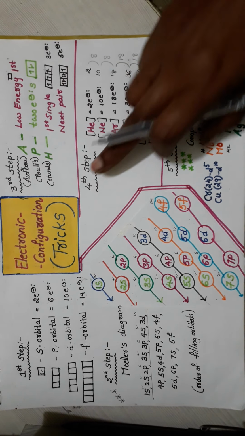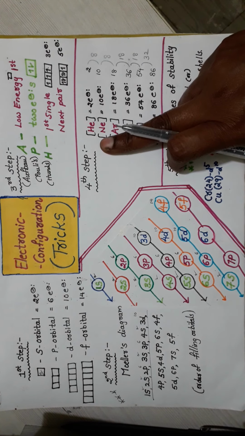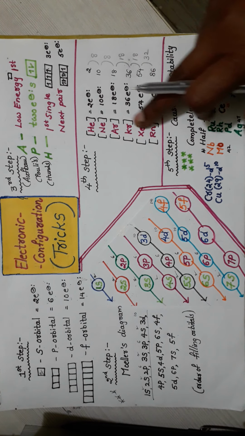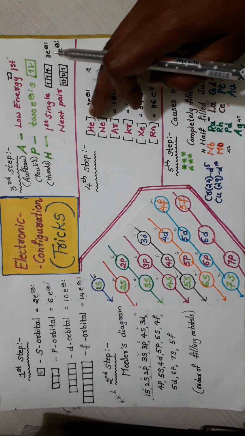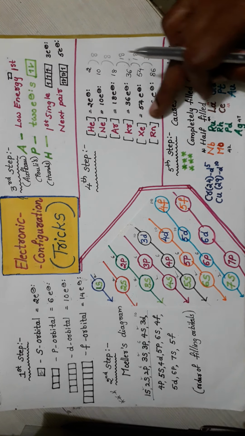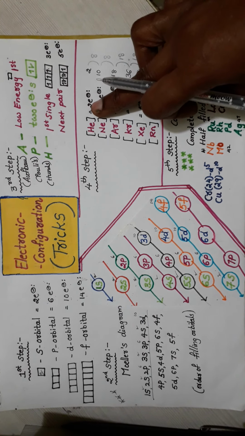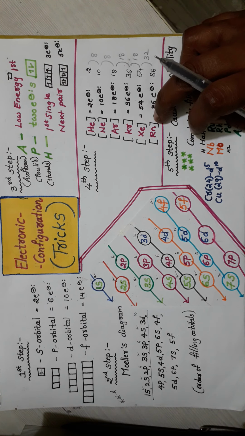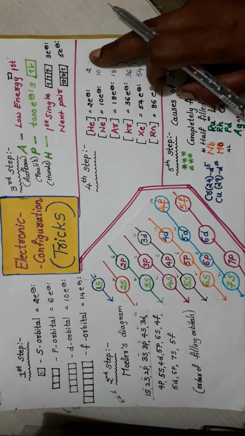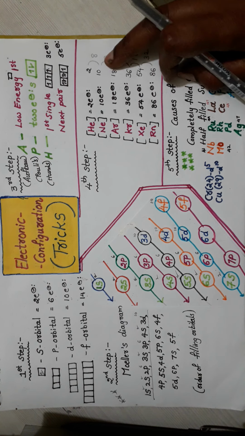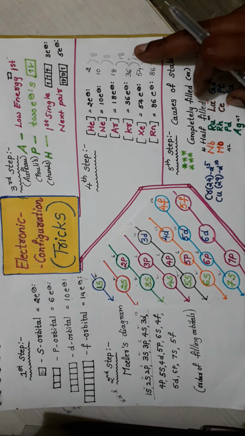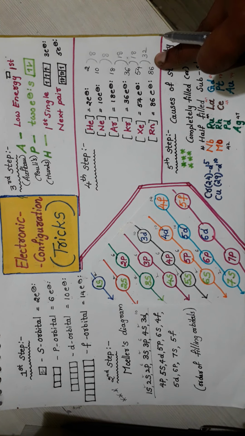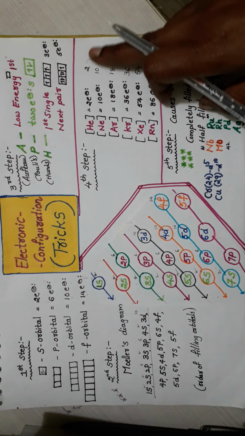Next is the fourth step, or fourth rule. You must learn the 8th group elements: helium, neon, argon, krypton, xenon, and radon. Here helium has atomic number 2, neon 10, argon 18, krypton 36, xenon 54 and radon 86. So these are the atomic numbers.